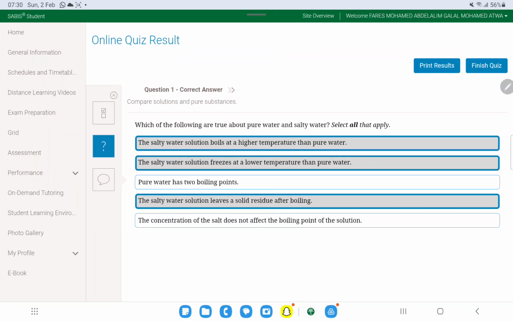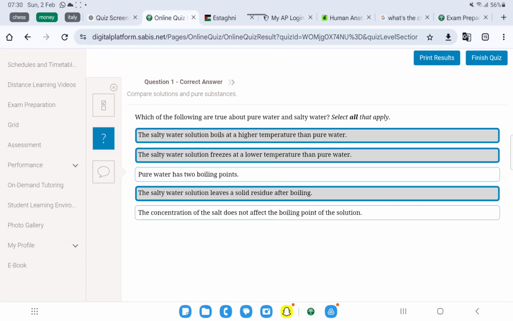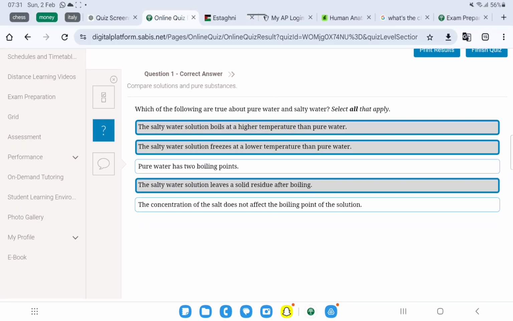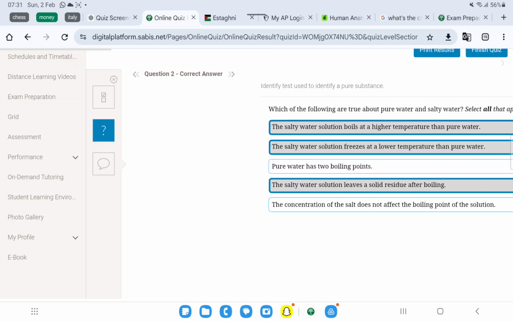Pure water has only one boiling point, not two. The salty water solution leaves a solid residue after boiling. Yeah, because after boiling, the volume of the water decreases, leaving a bit of salt at the bottom. The concentration of the salt does not affect the boiling. No, it does affect it, by increasing it.